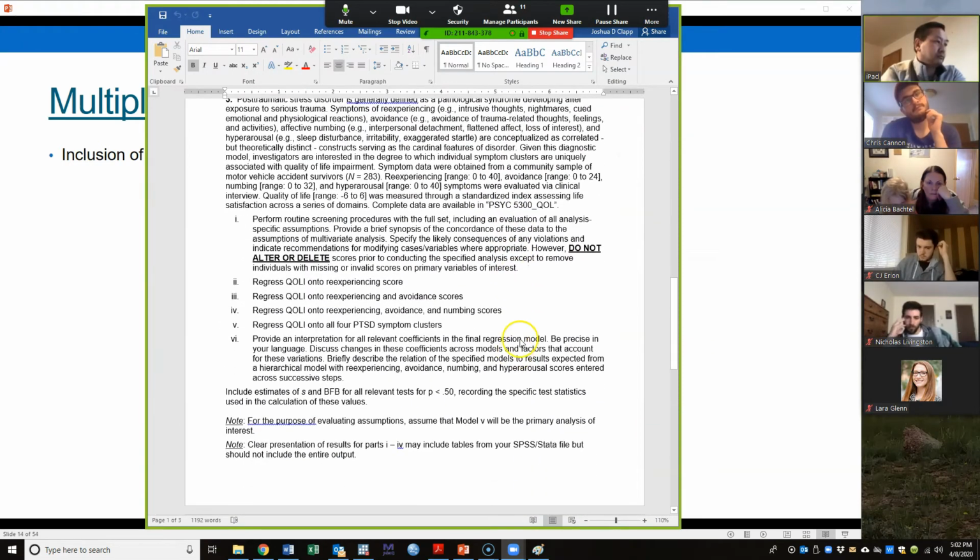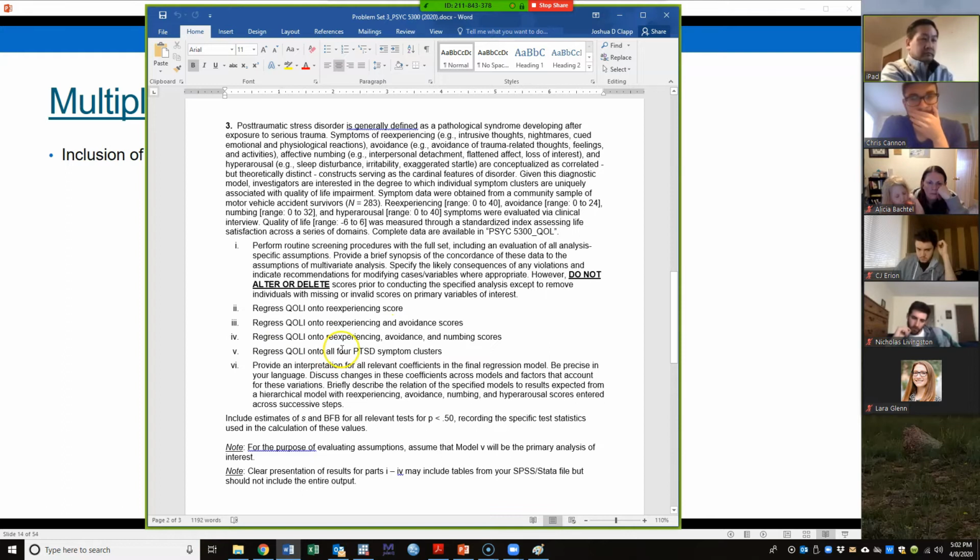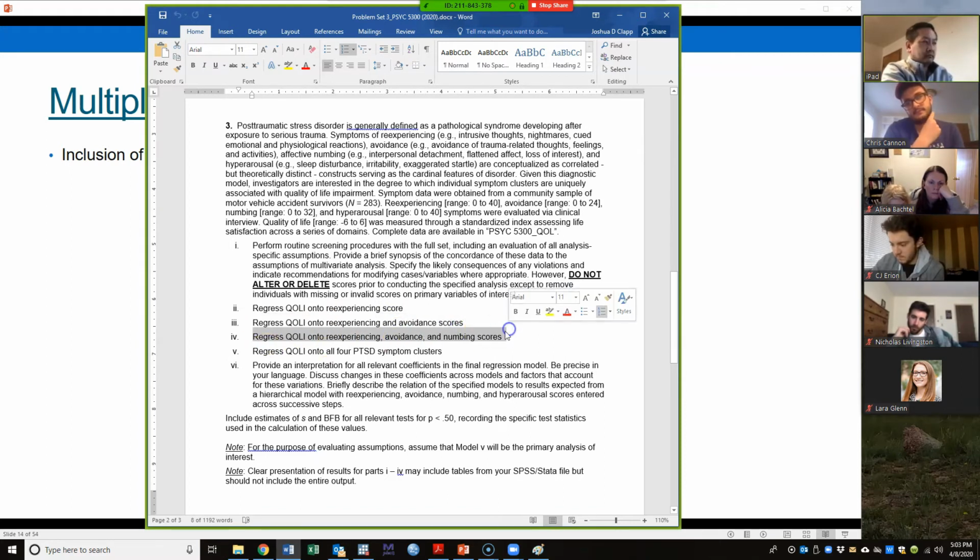for problem number 3 here, what I want you to do, so I'm going to say regress quality of life on re-experiencing, regress quality of life on re-experiencing and avoidance, regress quality of life on re-experiencing, avoidance, and numbing, regress quality of life on all 4 symptom clusters. I don't want you to run a hierarchical regression model. I want you to run a regression model with just 1 predictor, then a different model with 2 predictors, 1 with 3, and then with all 4. Run those individually. Don't run those simultaneously within a regression model.